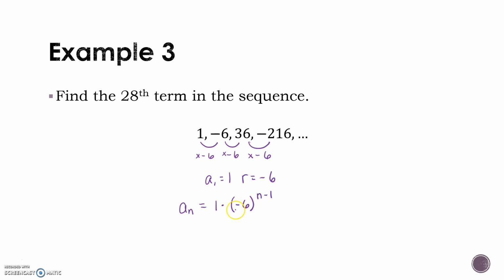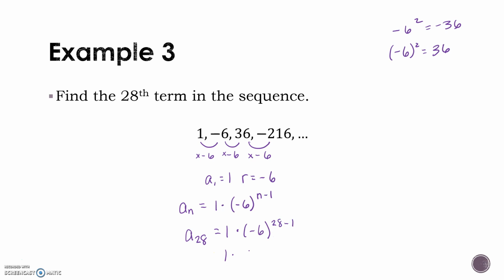The reason is, if I don't put the parentheses, if I raise it like -6 to the second power, we talked about this earlier, -6 to the second power is actually -36. So what we want to do is do (-6) to the second power so that we get a positive 36. So those parentheses matter. So a sub 28 equals 1 times -6 to the 28 minus 1.